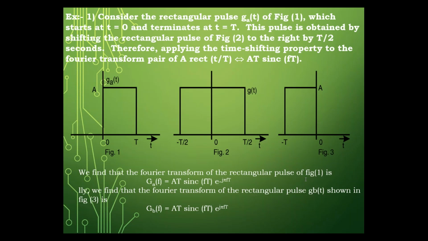No Jyothi, wrong. Observe it. I am asking you to write for GB of t, for figure 3. Yes Nikhita, good. GB, yes, plus T by 2, right? Upanaya, good. So your GB of t is g of t plus T by 2. Observe it. Why is it like this?